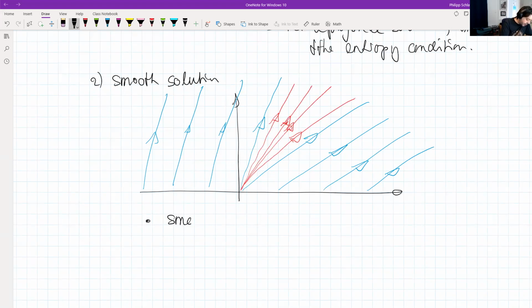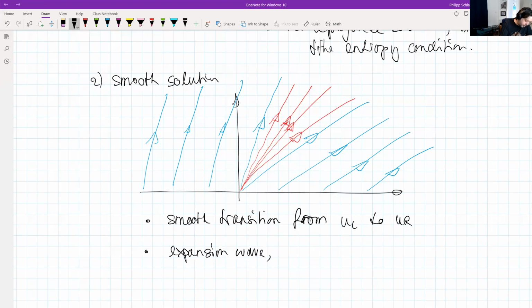So this will be a smooth transition from the slope of the characteristics with UL to UR. And the solution that I get here, this red wavy thing, there's a number of names for that. It could be an expansion wave. It could be a rarefaction fan or an expansion fan, things like that. It just fans out the solution and it becomes smooth.